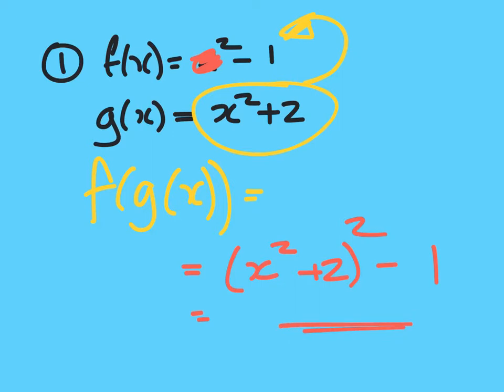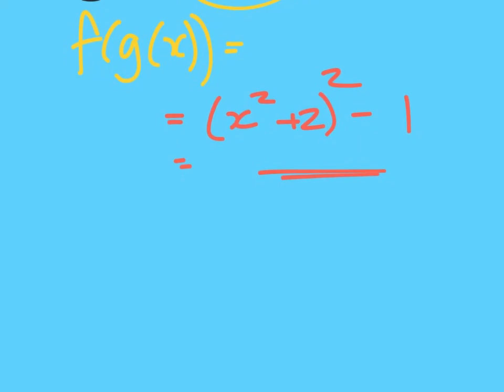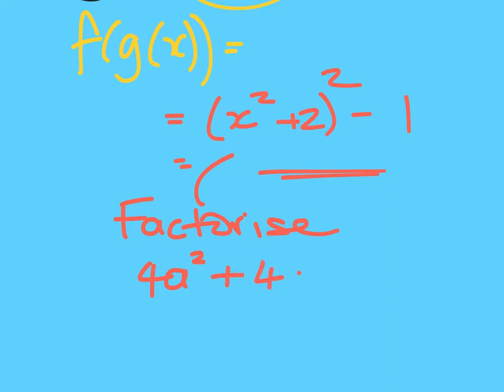Before I do question 2, I forgot there's another part of question 1. Once you get this answer, you've got to factorise it. Now when you're going to factorise it, I would like you to think about 4a squared plus 4a plus 3.